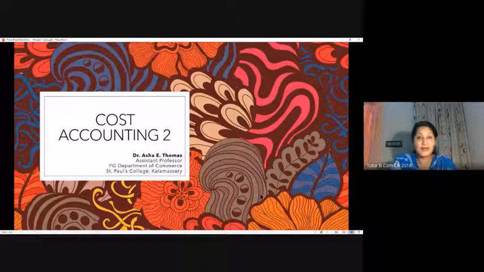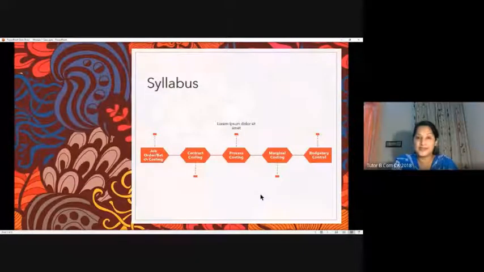As I said, this semester we will be going with cost accounting two, and the syllabus, what we would be learning, can broadly be put under this category. First, we will discuss job or job order costing and batch costing in our first module. Second, we will go with contract costing. Third, we will go with process costing.